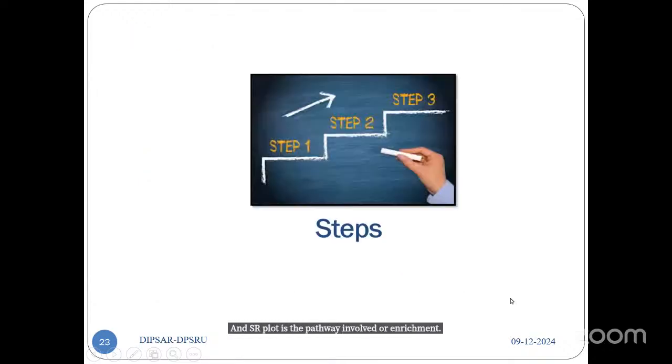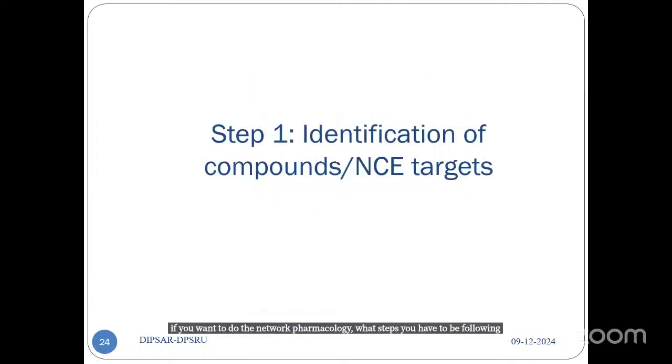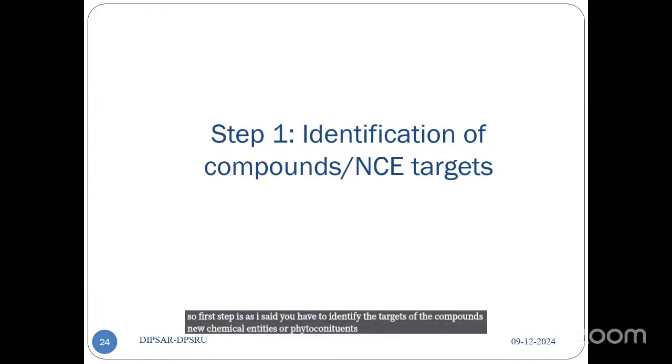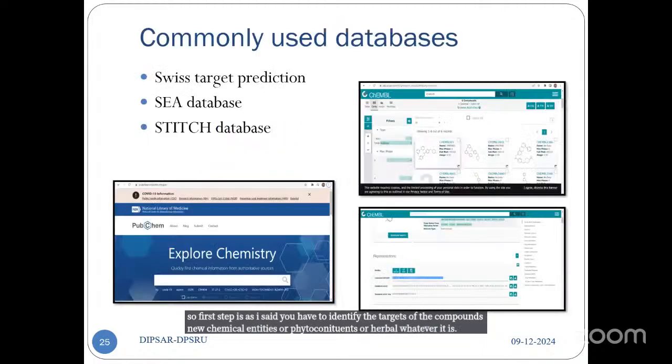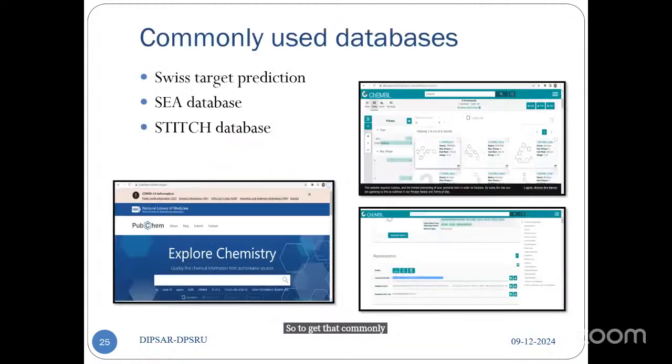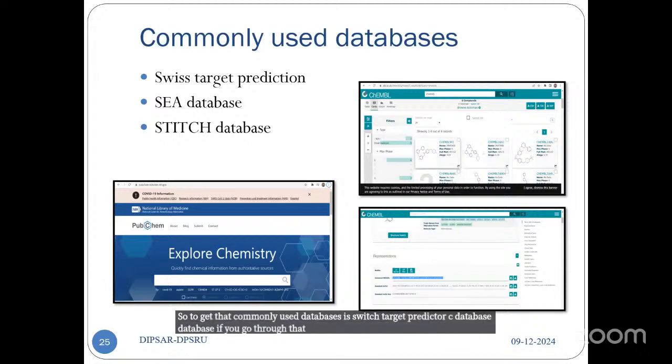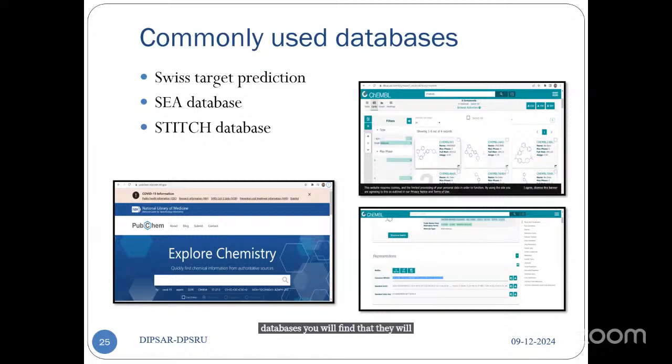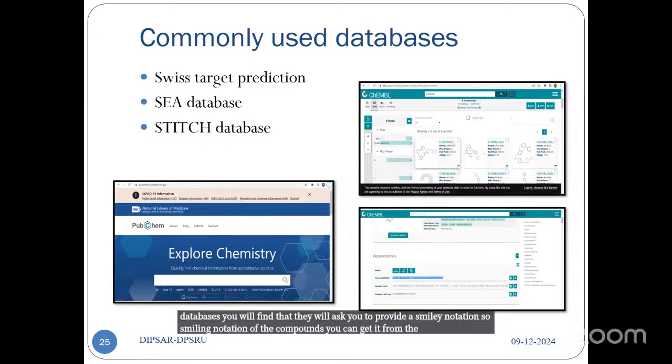So now what are the steps? If you want to do network pharmacology, what steps do you have to follow? So first step is, as I said, you have to identify the targets of the compounds, new chemical entities or phytoconstituents or herbal, whatever it is. To get that, commonly used databases are Swiss Target Prediction, SEA database, STITCH database. If you go through those databases, you will find that they will ask you to provide a SMILES notation. SMILES notation of the compounds, you can get from PubChem, you can get from ChEMBL as well.